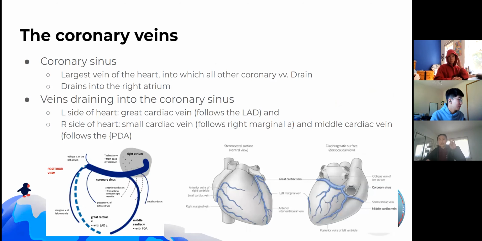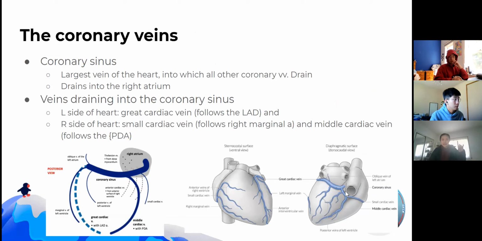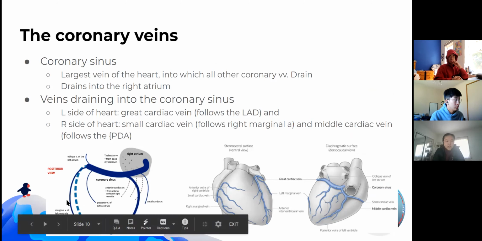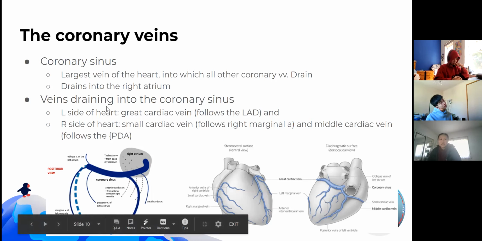Okay, and then there are also the coronary veins, which refers to the system of veins which drain the heart. The main thing you need to know is this big vein called the coronary sinus. You can see it goes on the back portion of the heart right there. This is the posterior view of the heart. It's the sinus, the big vein, into which the other coronary veins drain. And the coronary sinus ends up draining into the right atrium, which makes sense because the right side blood drains into the right atrium, then goes to the right ventricle, then to the lungs where it's reoxygenated. And then you've got the veins draining into the coronary sinus.